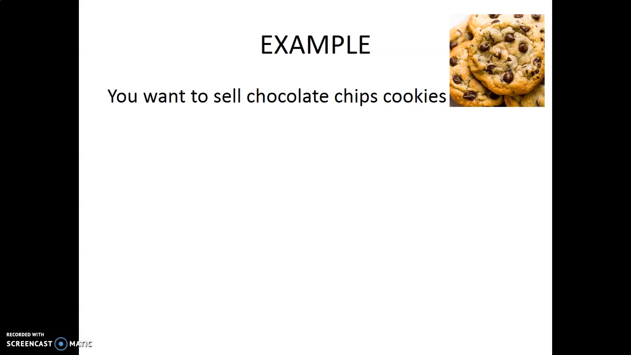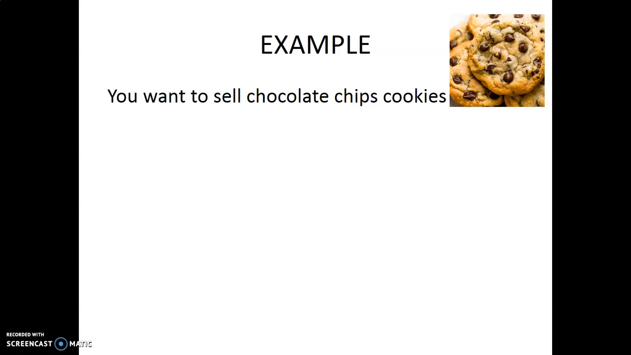Okay, first, before we start, let's start with something nice and delicious. It is the chocolate chips cookies. I bet everybody loves chocolate chips, right? Do you agree with me? Yeah, I can hear your voice now in my head. Okay, now we want to sell chocolate chips.